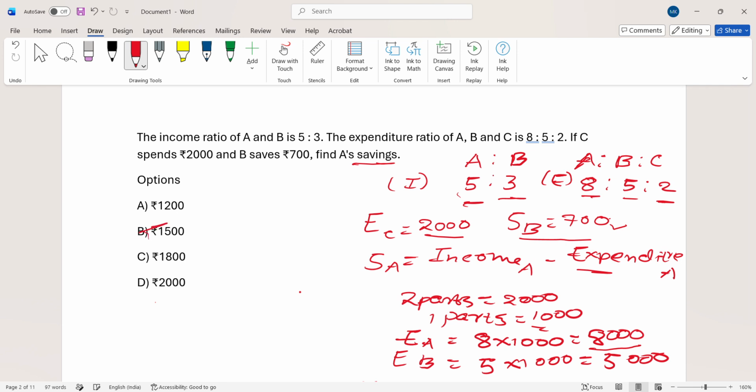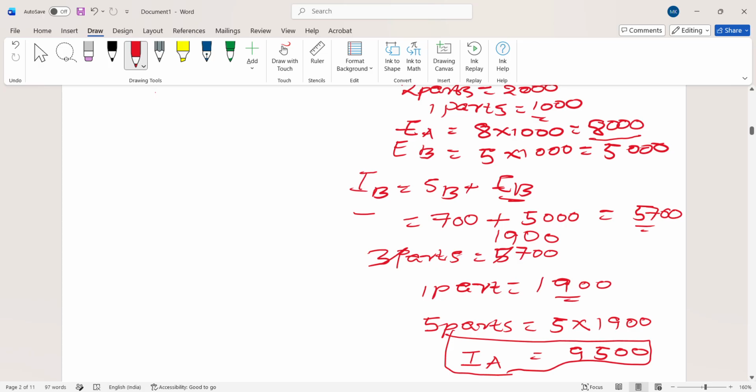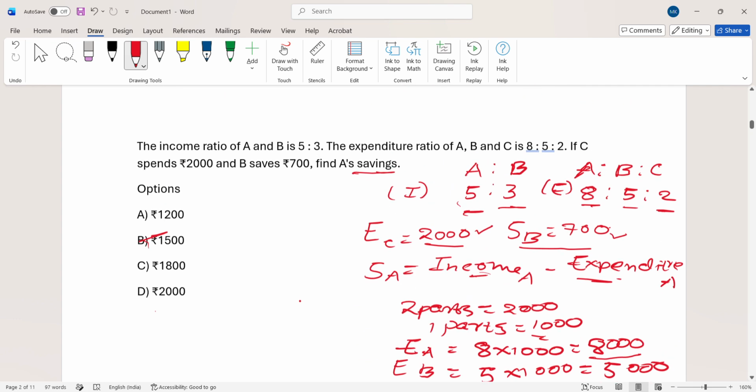Very simple question, guys. We take income of A is to B, and expenditure of A is to B, so 8 is to 5 is to D. Please follow these hints carefully. We can find savings of A, which is equal to income of A minus expenditure of A. I find expenditure of A by the clue expenditure of C is 2000. I find income of A by the clue that savings of B is equal to 700. From this, I calculated one by one. So I get expenditure of A and income of A. By using both, I calculated savings of A. So this is the process.